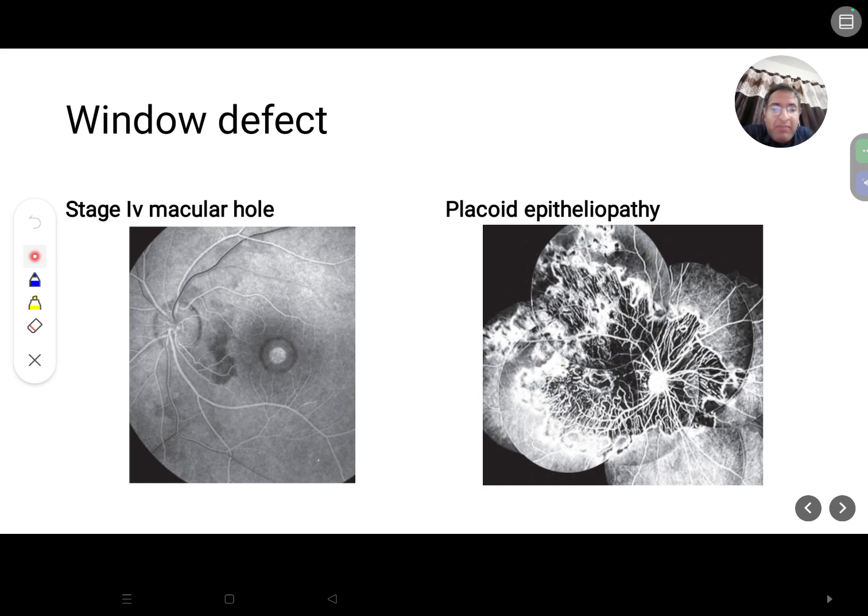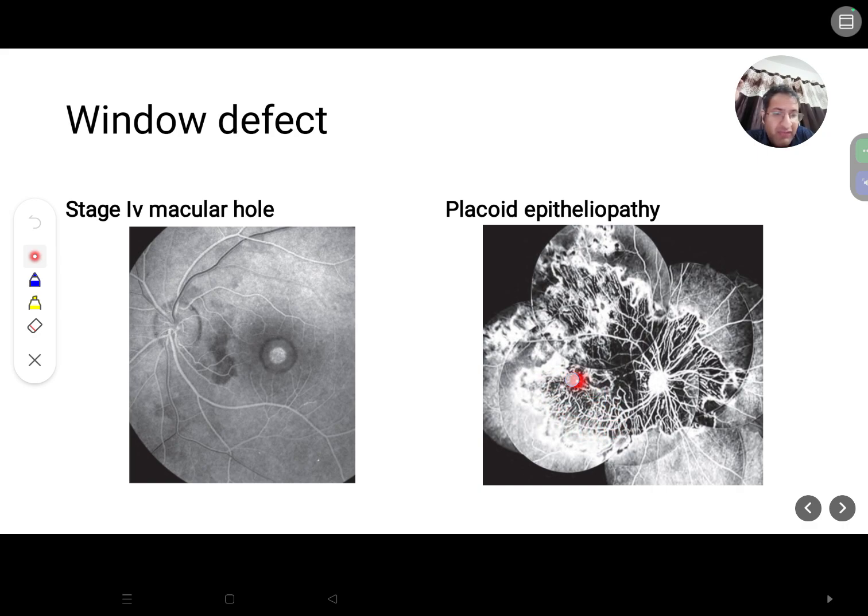The next example of window defect is placoid epitheliopathy. The example is GHPC, generalized helicoid placoid choroidopathy. In this placoid epitheliopathy, what happens is that the outer retina and the inner choroid get damaged. So we can directly see the choroidal vessels.